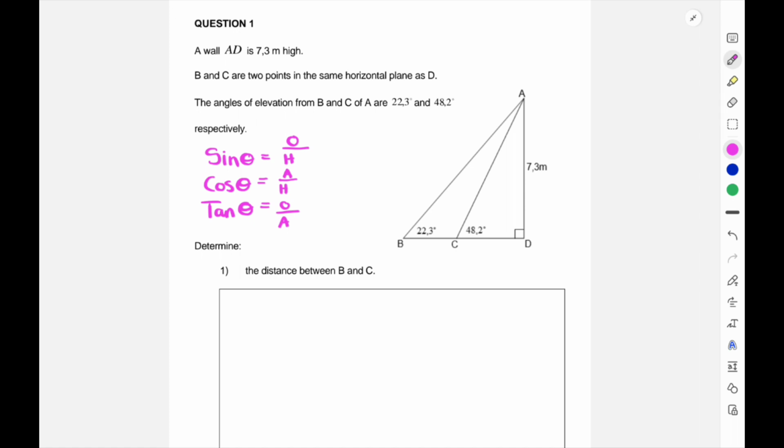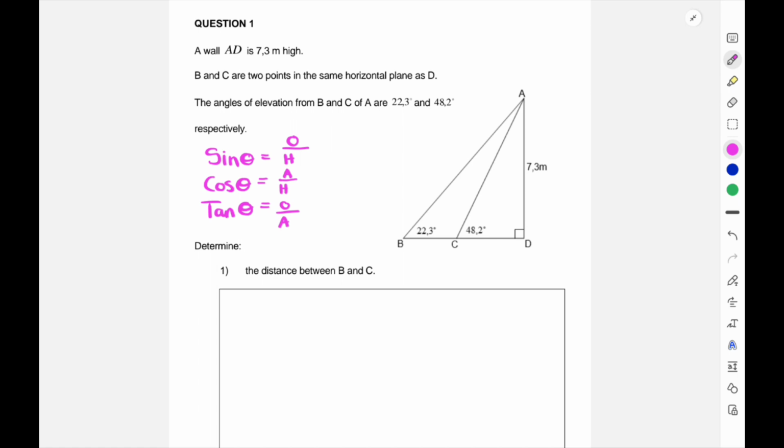Okay, so the first question here is, a wall AD is 7.3 meters high. B, C and D are points that are on a horizontal plane, so they're all on a straight line. And then the angles of elevation from B to A and from C to A are 22.3 and 48.2 degrees respectively. If you want to take a moment just to capture the question, you might want to see if you can do it yourself, without me trying to help and guide you.